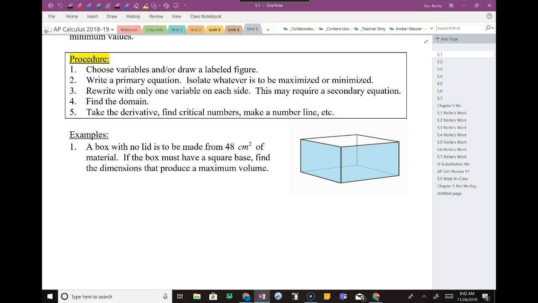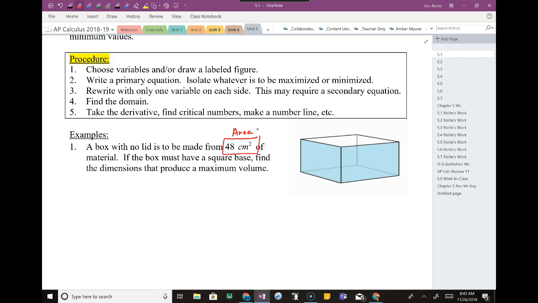All right, so we have a box, and this particular box does not have a lid. That's important information. And it has 48 centimeters squared of material. So what is that piece of information they're giving us right off the bat? That's an area, a surface area, and we know that based upon the centimeters squared. If the box must have a square base, find the dimensions so that the box has a maximized volume.